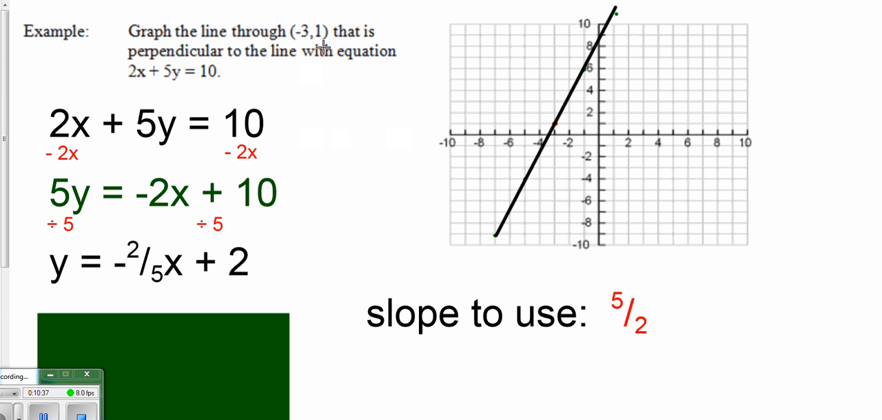So we know one point for sure. We find our slope from the other equation. Again, make sure you use the y equals mx plus b. Find the new slope that you want to use and plot a few more points and graph them. That'll wrap it up for 2.3.